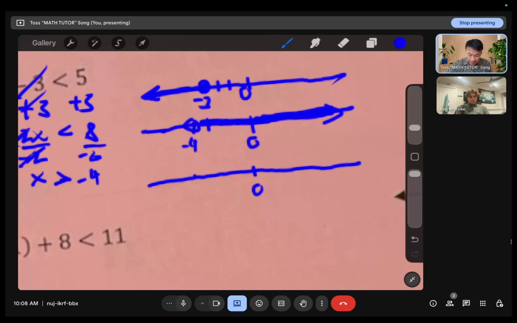Everything together, except when there's a gap, you cannot include that. So there's a gap at negative 4, like an open dot here. Imagine an open dot right there at negative 4. But everything else will be included. Here it is, final answer.